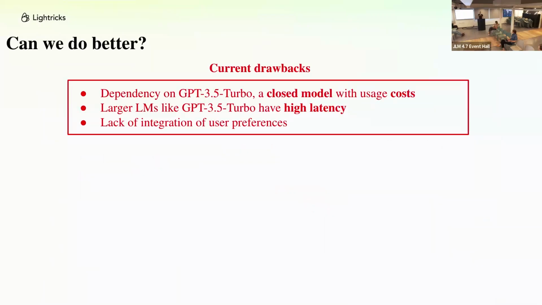And then we asked, can we do better? So what are the current drawbacks of this solution? First of all, we have a dependency on a model which is a closed model of OpenAI.